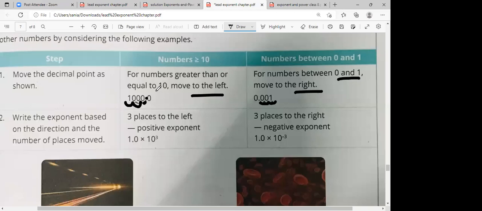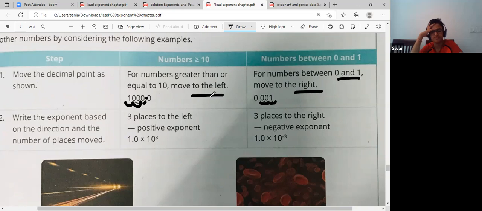Here we are talking about only numbers which are greater than 10 or numbers which are between 0 and 1. For example, 0.1, or 0.2, or 0.4, or even 0.001 are all between 0 and 1, right? Clear?